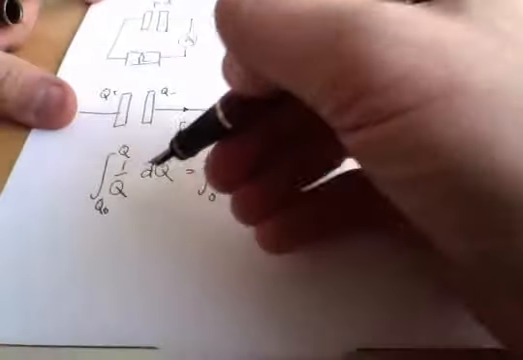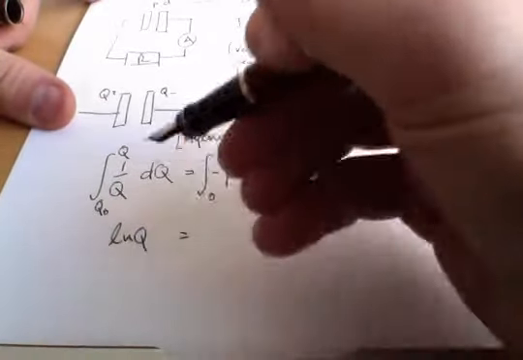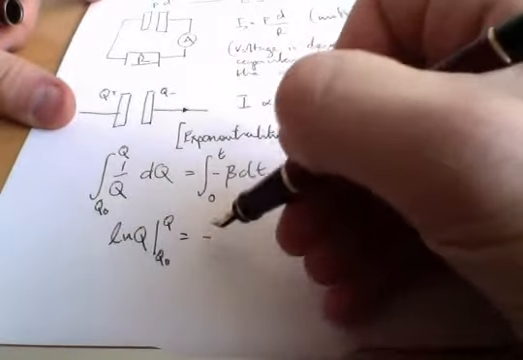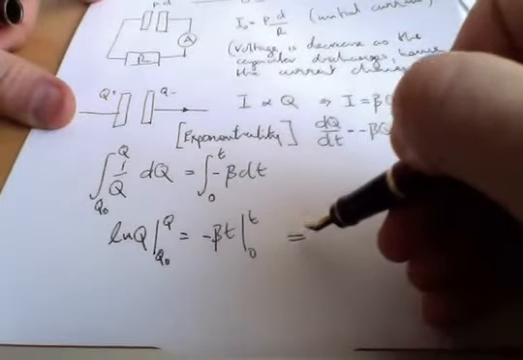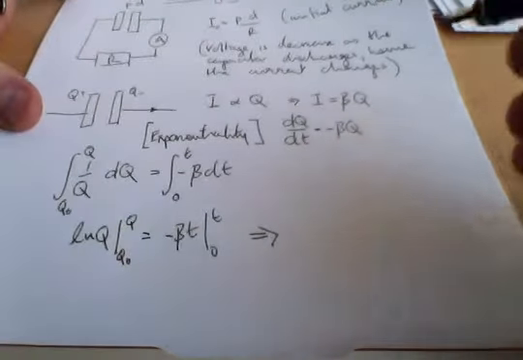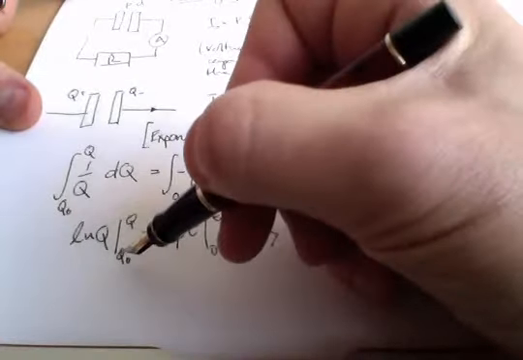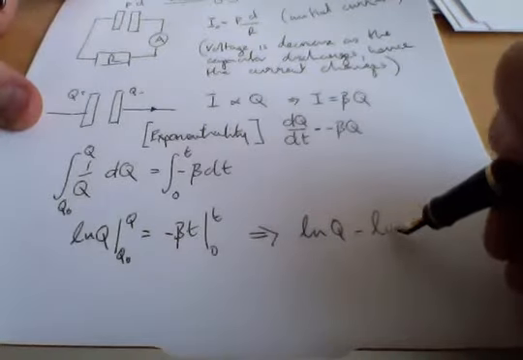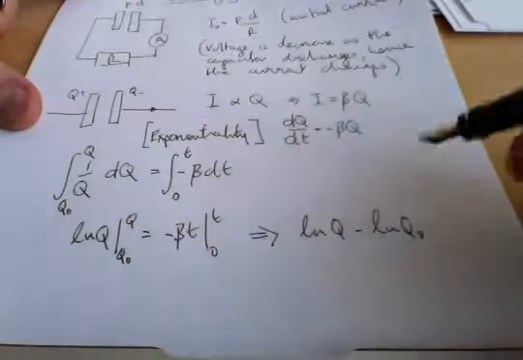If you're familiar with this integral, you should know that it gives ln Q between our two values, and here of course minus t between our two values. Let's put the limits in. First we put in this limit and then minus the other limit, so that's ln Q minus ln Q naught. The first limit gives t, and the second limit gives us nothing.